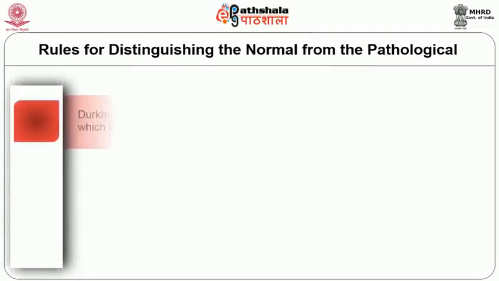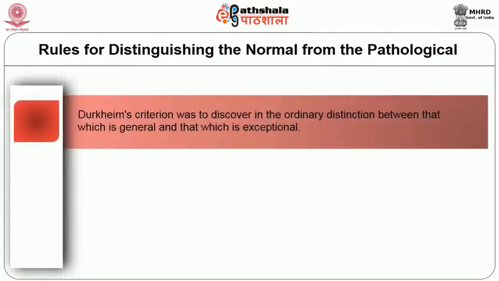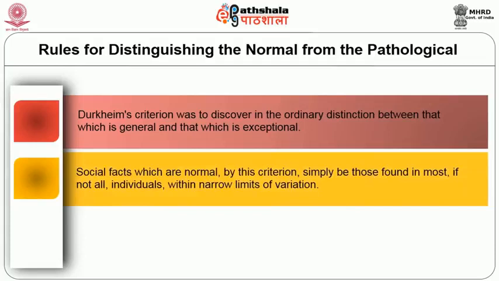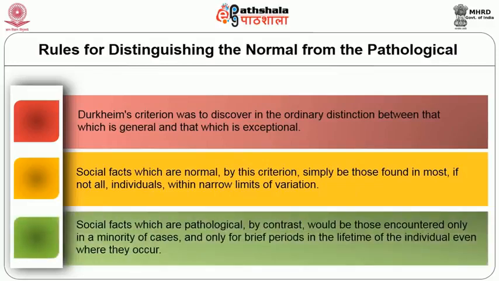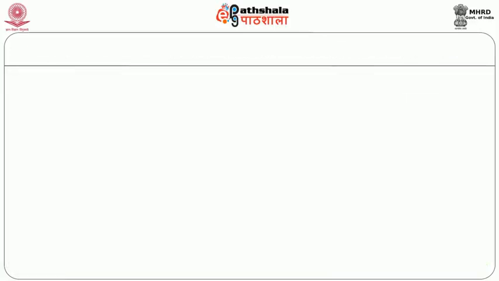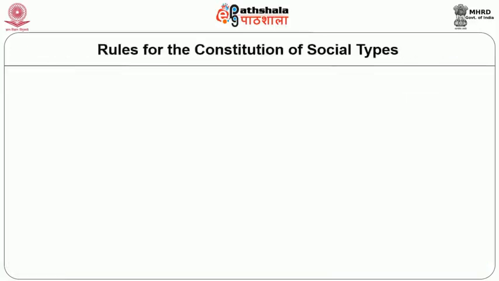Durkheim's criterion was to discover it in the ordinary distinction between what is general and what is exceptional. Social facts which are normal by this criterion would simply be those found in most, if not all, individuals, within narrow limits of variation. Social facts which are pathological, by contrast, would be those encountered only in a minority of cases and only for brief periods in the lifetime of individuals, even where they occur. Rules for the constitution of social types.